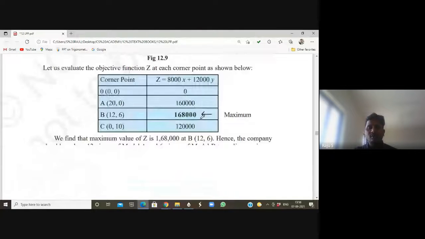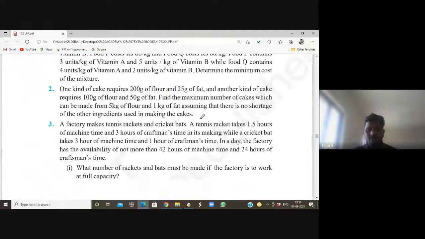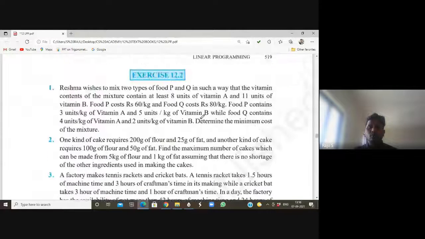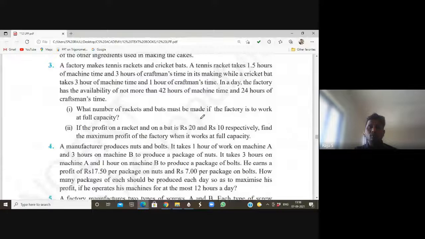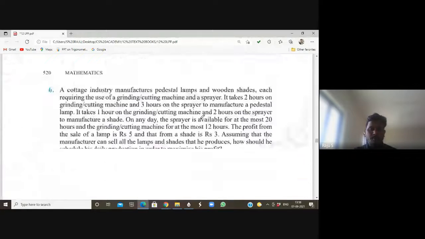In that, a few questions belong to the bounded region. Those questions we will do. Word problems.